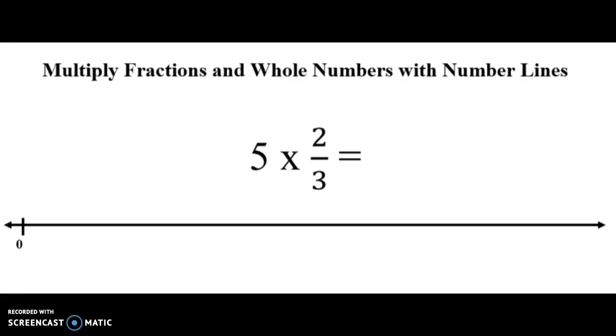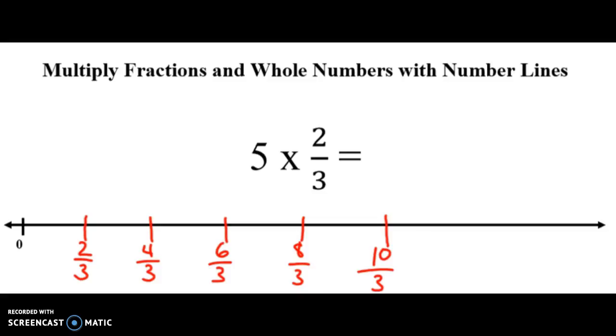Okay, let's start by looking at the problem 5 times 2/3. How will I use my number line to help me solve this problem? You will see that I have marked off our number line by counting by 2/3. I have 2/3, then 4/3, then 6/3, then 8/3, then 10/3. And that's because it is increasing by 2/3 each time, just like we did with the models yesterday.